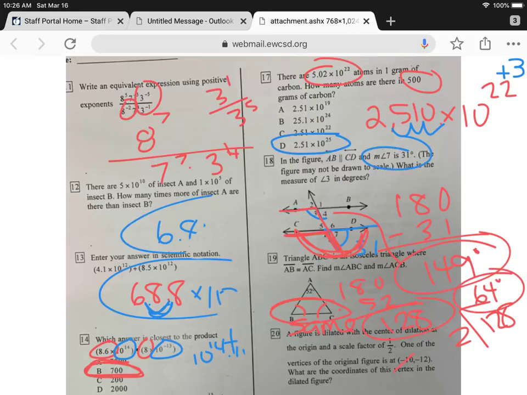The last one, you're just going to multiply those by a half, which means you just cut it in half. So -5 and -6 would be your new coordinates for the bottom one.